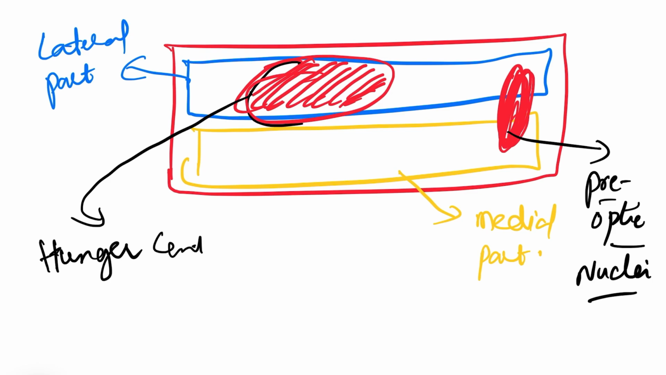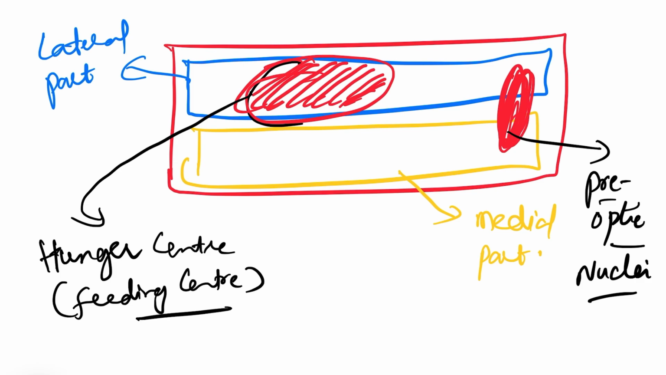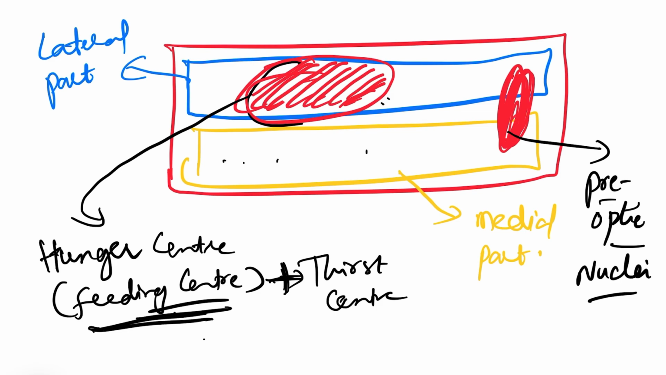The hunger center is also known as the feeding center. On the lateral side, this is the main nucleus, the hunger center or feeding center. Also, a thirst center is present nearby in the lateral part of the hypothalamus, hunger center plus thirst center. Most of the nuclei are present only in the medial part, but on the lateral part, remember the main nucleus is the hunger center, the feeding center, along with the thirst center and the preoptic nuclei.